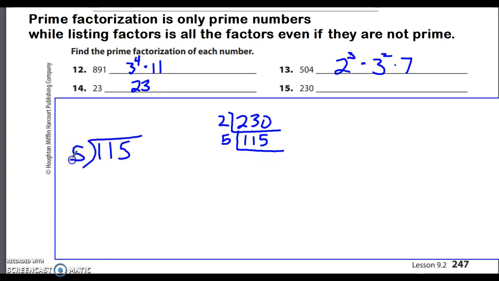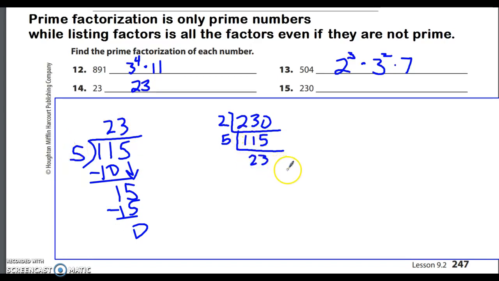Doesn't really matter. 5 goes into 11 twice. 2 times 5 is 10. 5 goes into 15 3 times. 3 times 5 is 15. That should make sense because just 20 times 5 would be 100, and 3 times 5 would be 15, which makes 115. So I get 23. 23 is a prime number. So what I actually do is I divide what goes into 23. 23 does. 1 time. When I get this 1 here, it means I'm done.